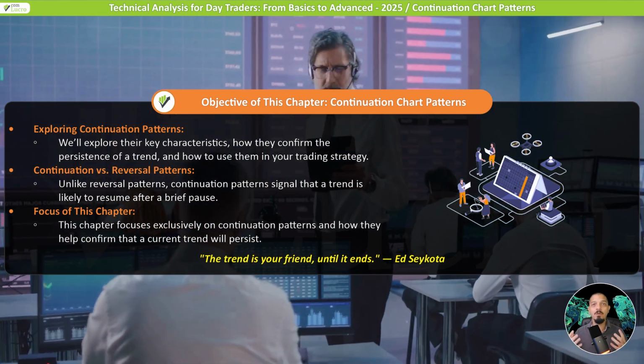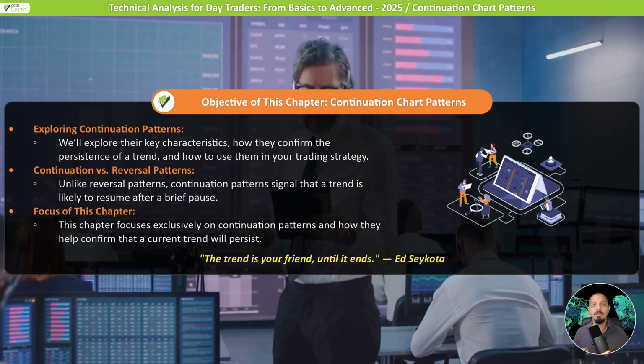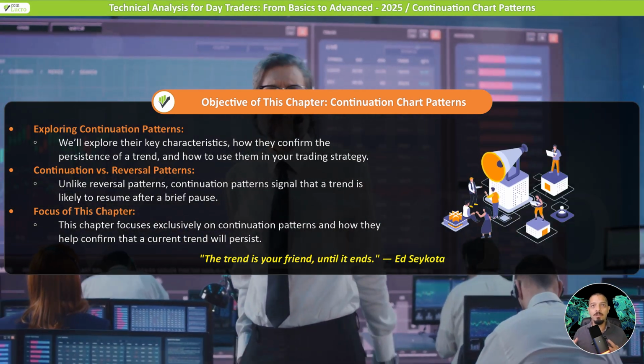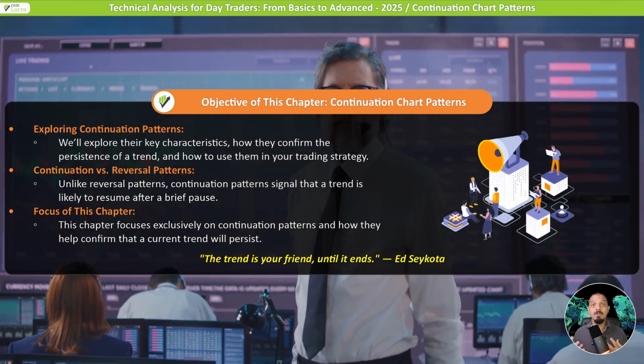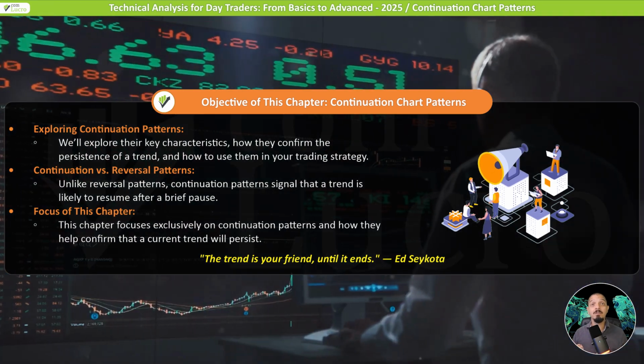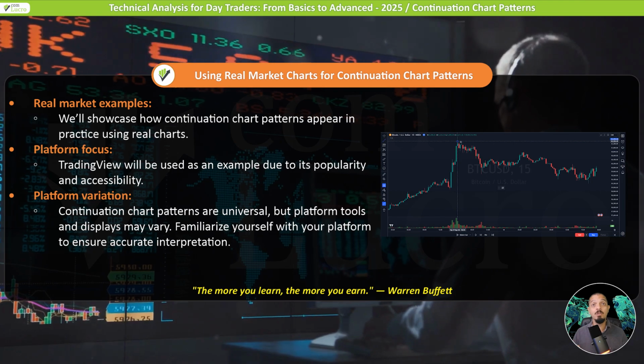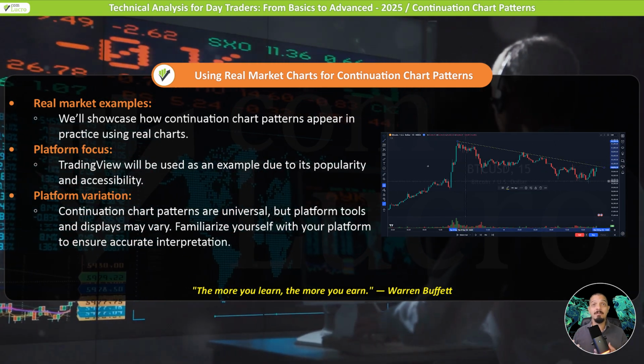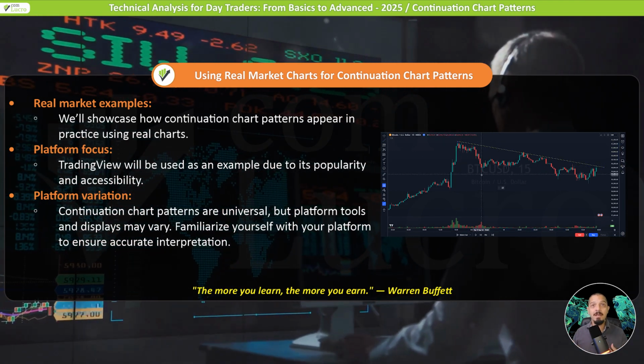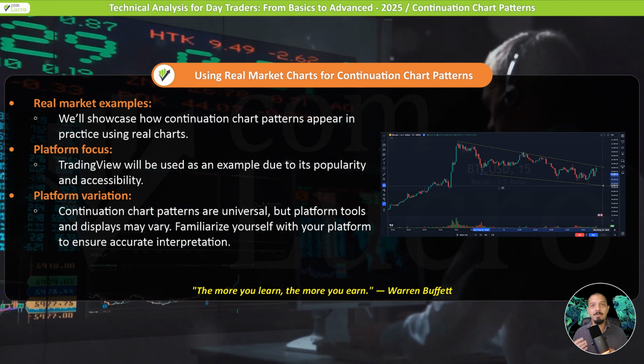In the previous video, we discussed reversal patterns, but today we'll focus exclusively on continuation patterns, which signal that a trend is likely to resume after a brief pause. For this video, we'll be using examples from real market charts to show how continuation patterns appear in practice. We'll be using TradingView as an example platform due to its popularity and accessibility.